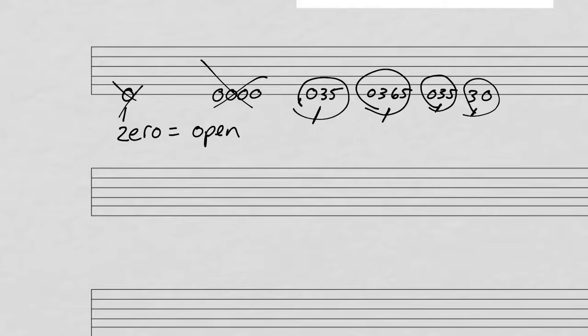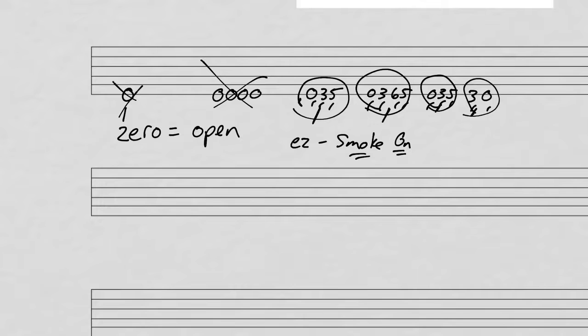Now this would be like an easy version of Deep Purple, Smoke on the Water. That's kind of what this is, an easy version that I learned how to play when I was a kid. So you'd play 0, 3, 5, 0, 3, 6, 5, 0, 3, 5, 3, 0. Okay? Now, again, it's just an easy version, but you can kind of see how the tab works.